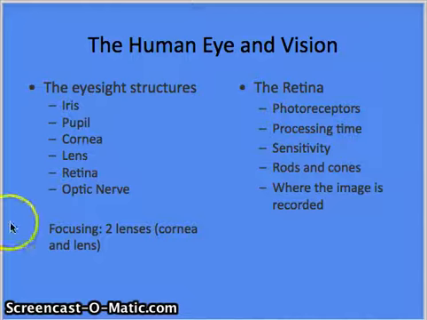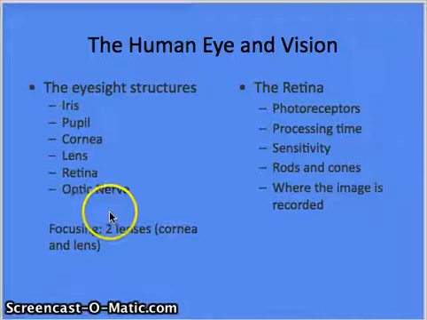Okay, let's take a quick look at the human eye and vision. The main structures in the eye responsible for eyesight are the iris, pupil, cornea, lens, retina, and optic nerve. The retina has photoreceptors. There's processing time. It's very sensitive. It's where the rods and cones are, and it's where the image is recorded.